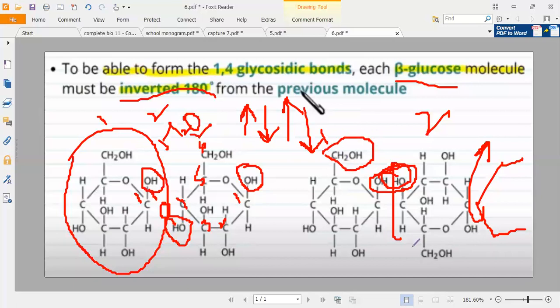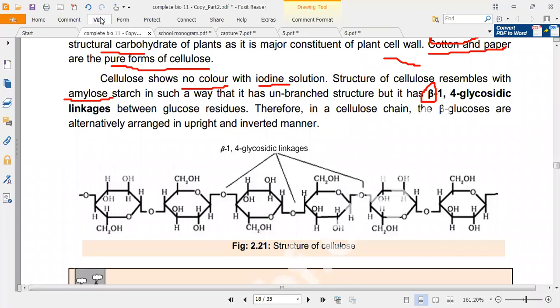So you can see here, this group is here, so this one is down. If you see the oxygen atom, one is here in the ring and the other is down, like it's flipped downward. So this is very, very important, and this makes it stronger.